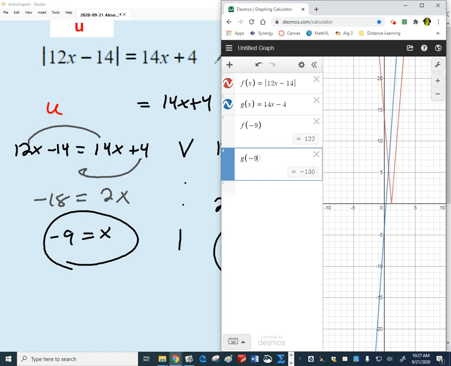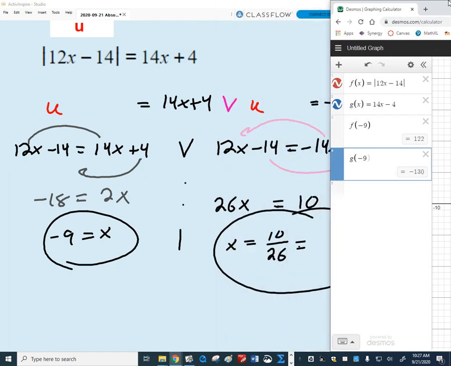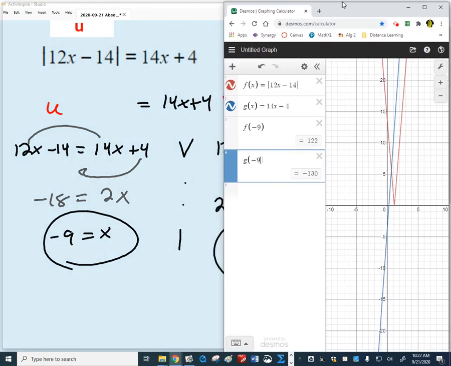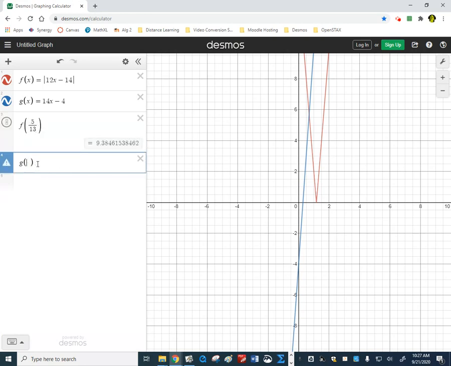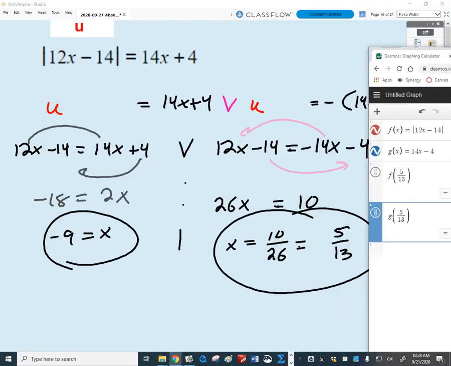So here's the moral of the story. When we've got variables on both sides like this, when we're setting up multiple equations, we must always check our solutions because it's possible that we're going to get some extraneous solutions. Let's try the other one. What was the other one? It was 5/13. Okay, so let's try that one and see if we have better luck. 5 divided by 13 gives us some bizarre decimal. If I put it in here, notice, oh, what happened? So they're both extraneous.